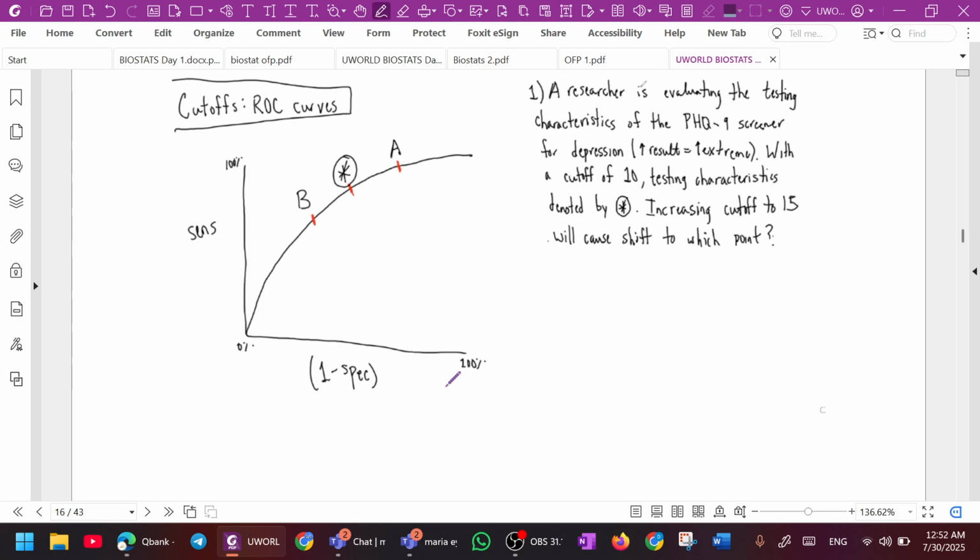A researcher is evaluating the testing characteristics of the PHQ-9 screening for depression. With a cutoff of 10, testing characteristics are depicted. An increasing cutoff of 15 will cause a shift to which part?